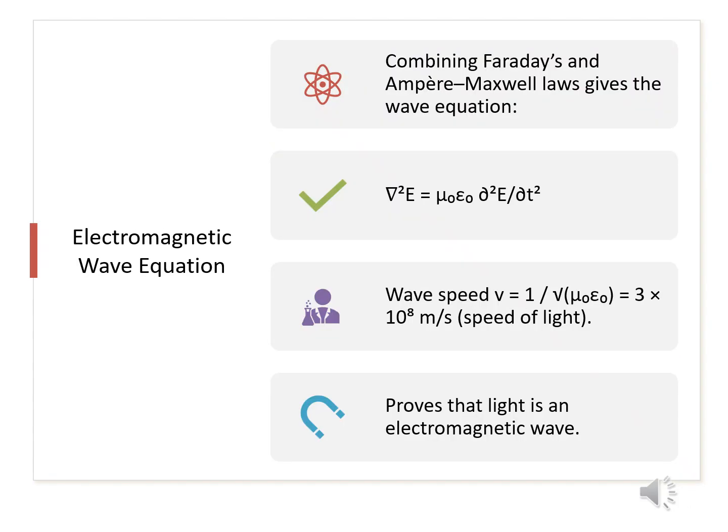Electromagnetic wave equation. Combining Faraday's law and Ampere-Maxwell law gives the wave equation. Then we can determine the wave speed, 3 times 10^8 m/s, which is equal to the speed of light. This further proves that light is an electromagnetic wave.